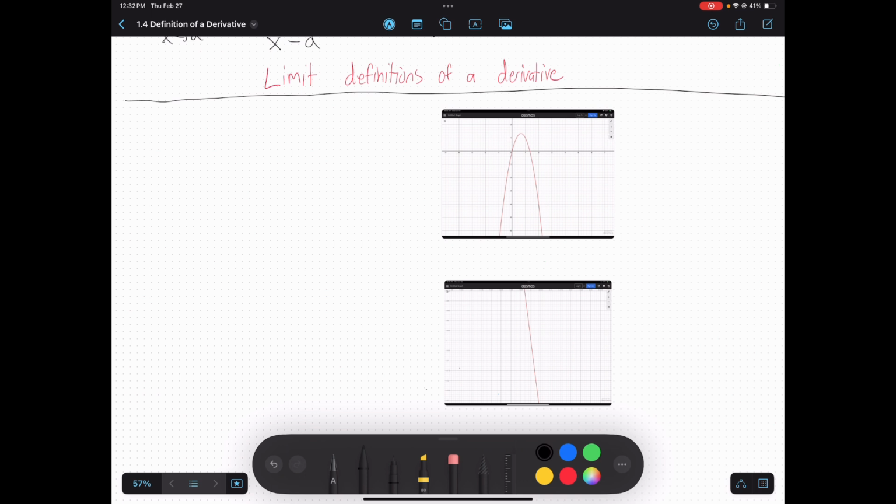Well, let's look at an example here. So consider this function. We've got f of x is equal to 4x minus 3x squared. I have the graph right here. So this is my graph of f of x.